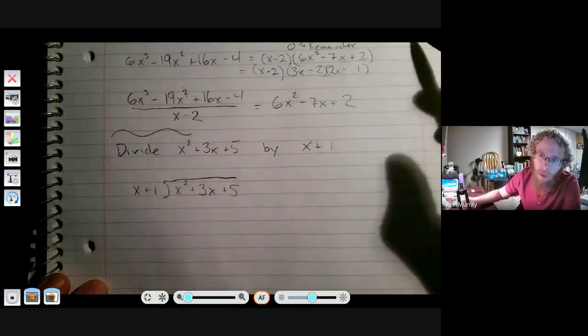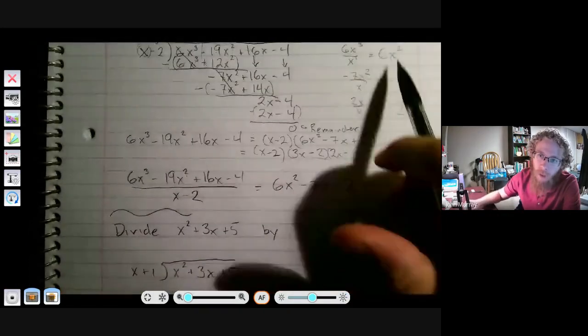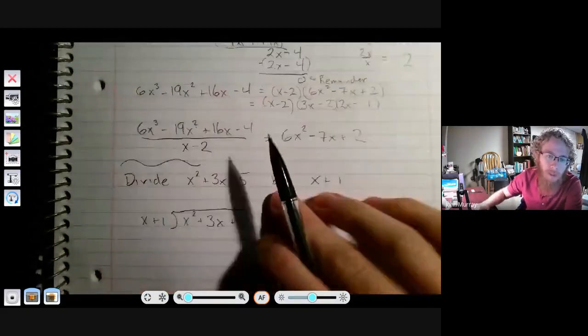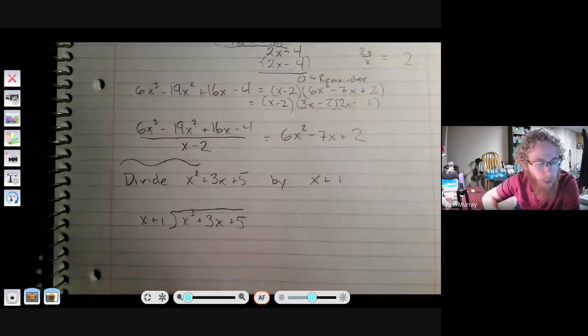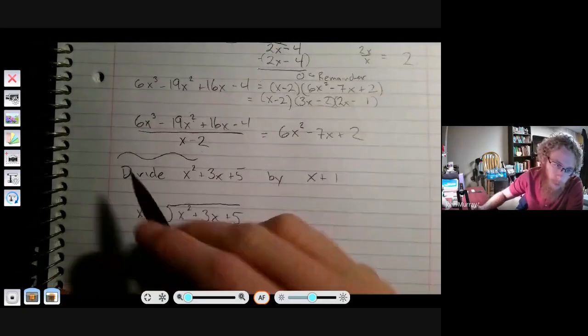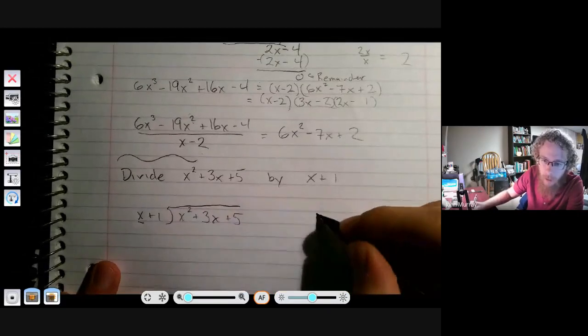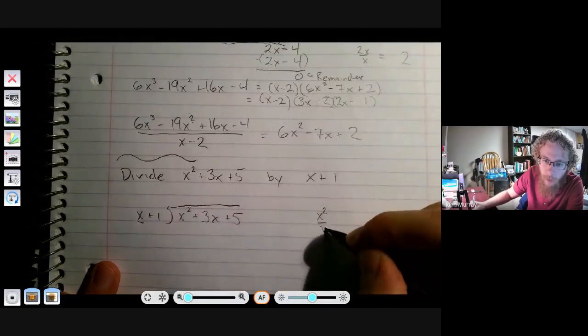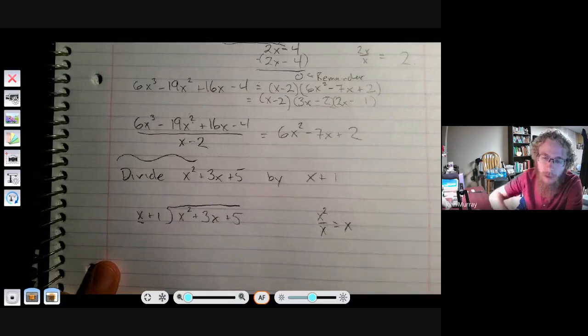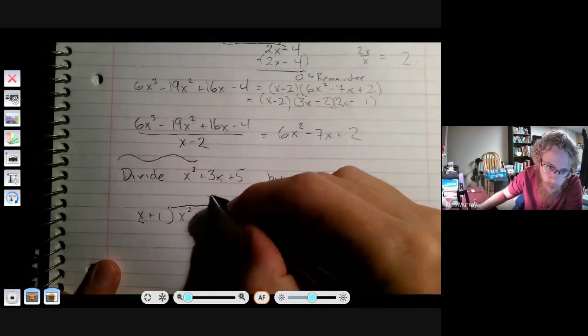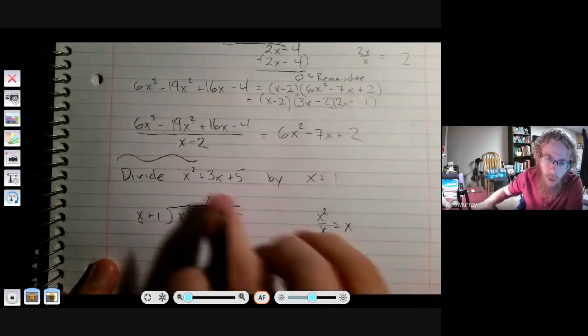I'm going to use the method I used up here because it's a little more straightforward, and it actually gives you your answers rather than just thinking, what do I have to multiply x by to get x squared? So we look at our first term, take the x squared divided by x. That leaves us with an x. So we put an x up here, because that's what we got over there.